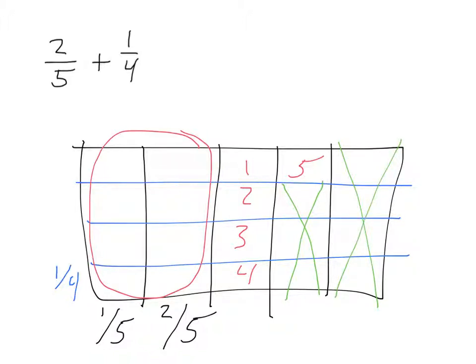Looking at this, I can find out how many rectangles are in this one whole. 1, 2, 3, 4, 5, and 4. There are 20 total. And I have 5 already here, plus 6, 7, 8, 9, 10, 11, 12, 13. So I have 13 over 20 as my solution.